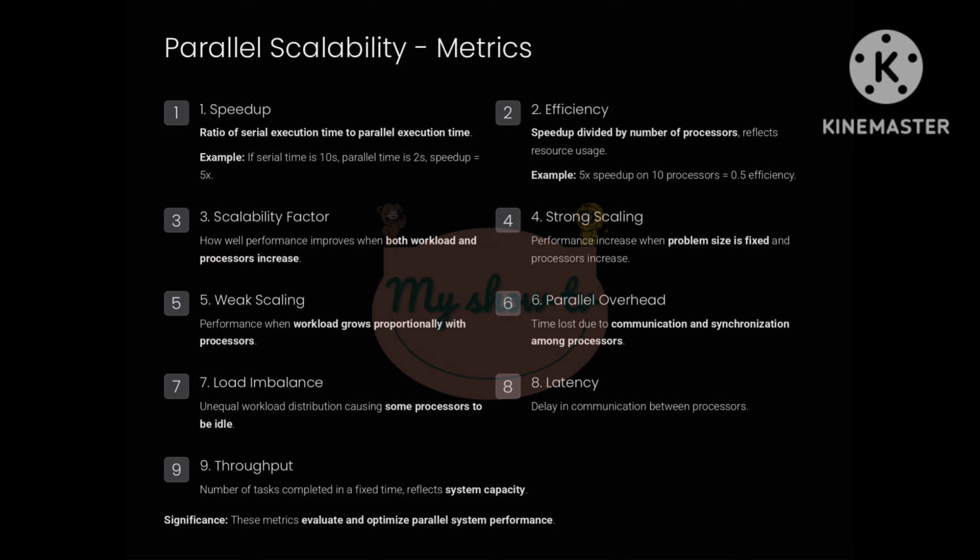It's calculated by dividing speedup by the number of processors. If we have a speedup of 5 using 10 processors, the efficiency is 0.5 or 50%. 3. Scalability factor is a broader term, showing how well the system performs when we increase both processors and workload. 4. Strong scaling measures performance when we keep problem size fixed but add more processors. 5. Weak scaling looks at what happens when we increase workload proportionally to processes, useful when data grows.